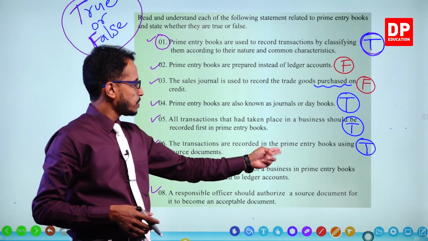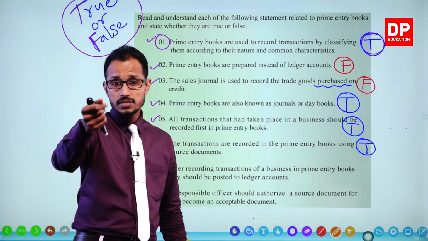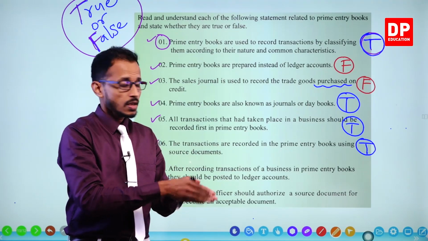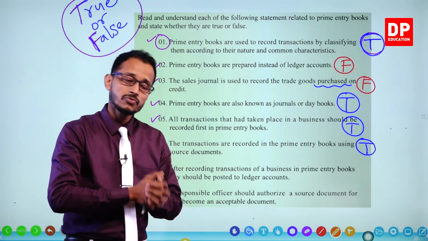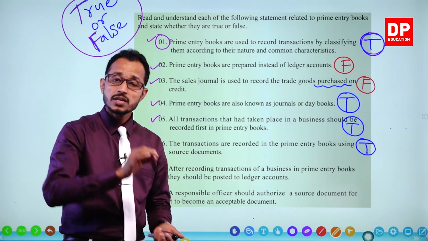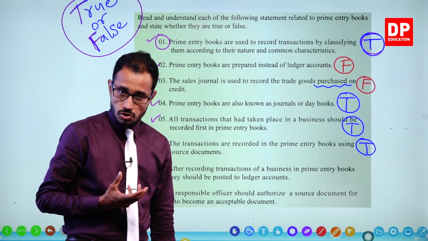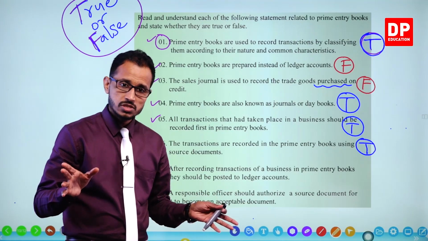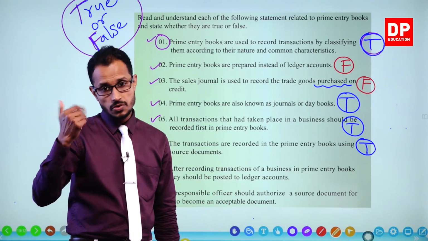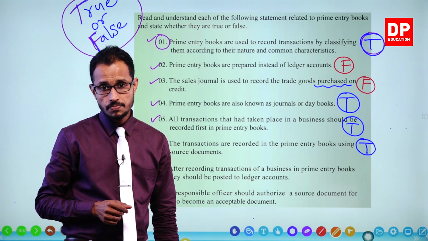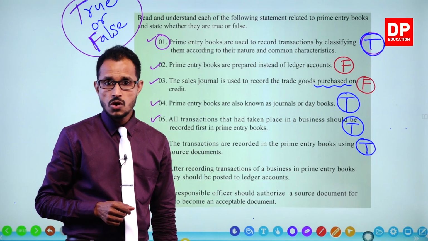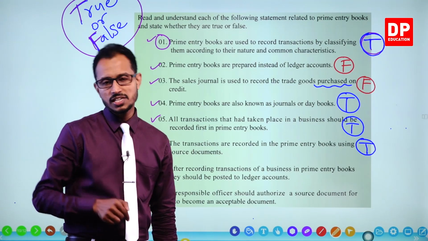Transactions are recorded in prime entry books using the bills. Every single transaction, for everything that happens, there should be a source document. If you don't know the source documents or the uses of source documents, refer to the previous session. No, we did source documents in this session, children.